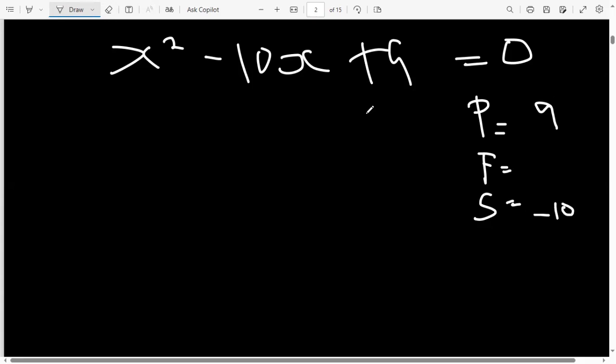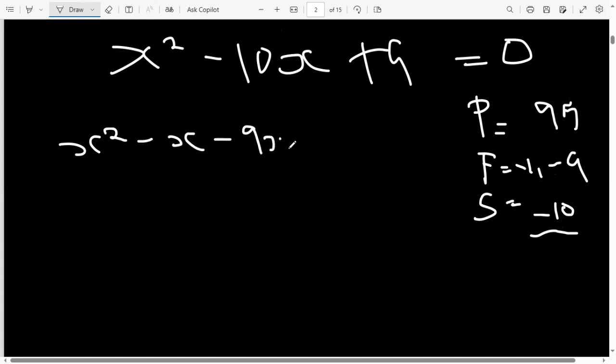So what do you think are the factors? The factors will just be minus 1 and minus 9. If we multiply minus 1 and minus 9, we get 9. If we add minus 1 and minus 9, we get negative 10. So let's replace this 10 here with minus 1 minus 9. So we are going to say x squared minus x, and then minus 9x plus 9 is equal to what?